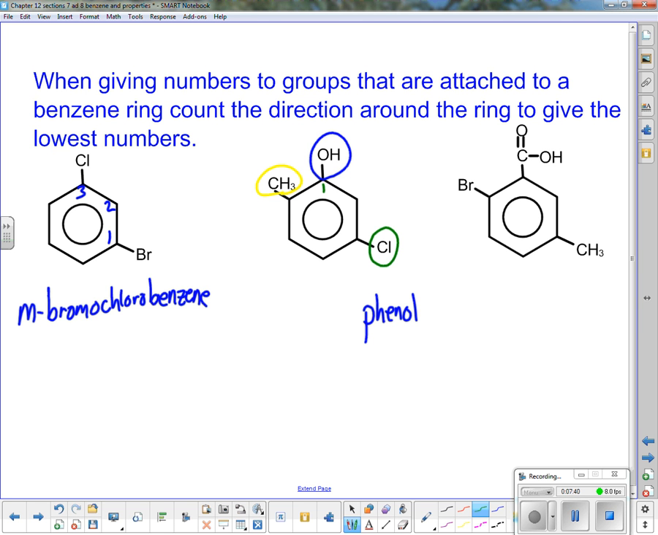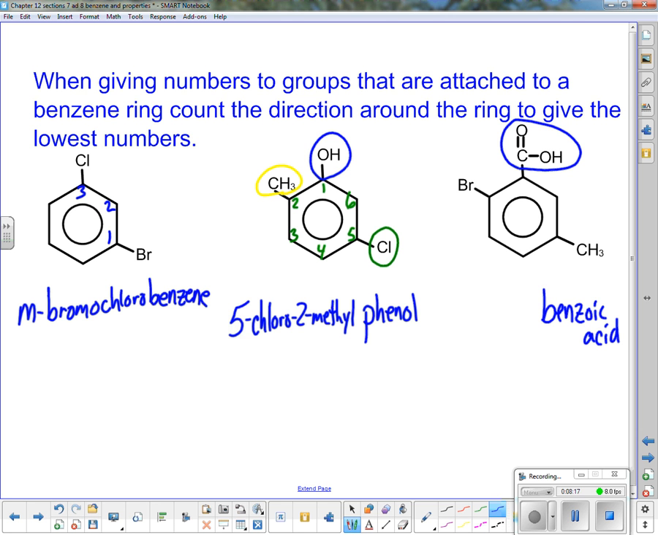So I'm going to go 1, 2, 3, 4, 5, 6. Now I put them in alphabetically. So I would say 5-chloro, do I have enough room here, and 2-methyl, and then phenol. All right, on this last one over here, I also have a special group here that makes this benzoic acid. So I'm going to end it benzoic acid. And I'm writing it like this because I don't think I have enough room.